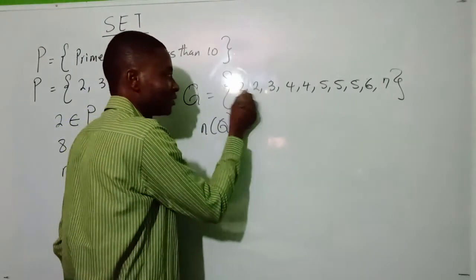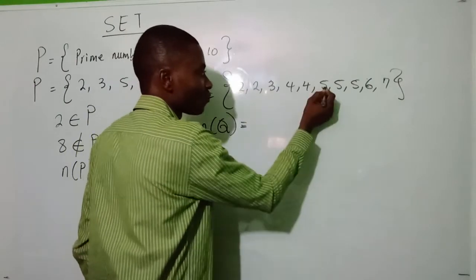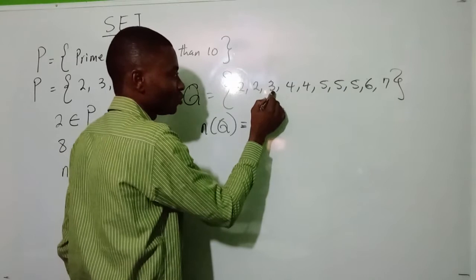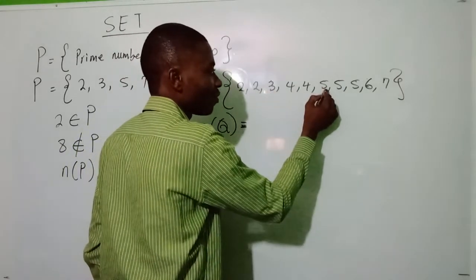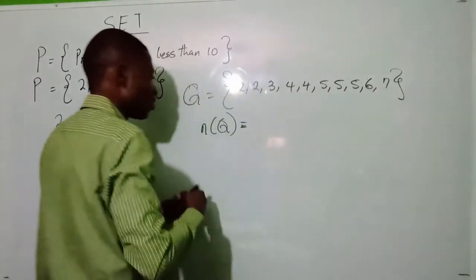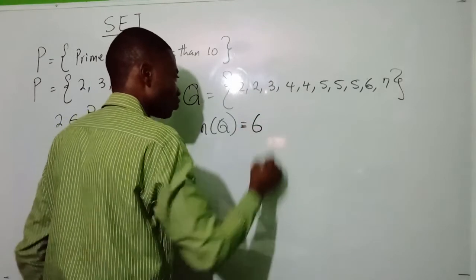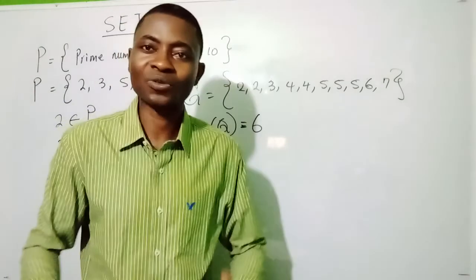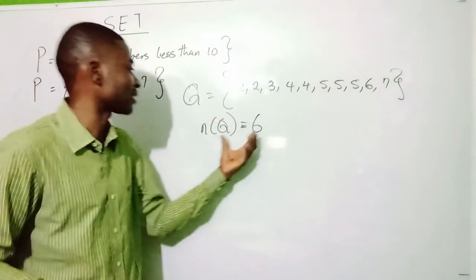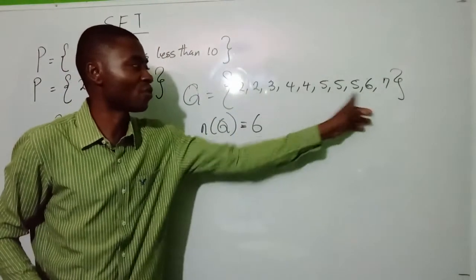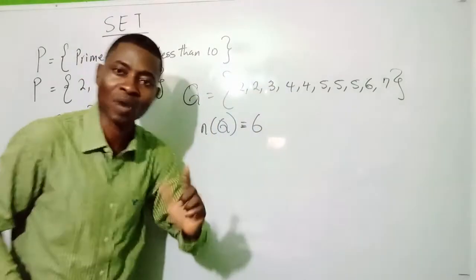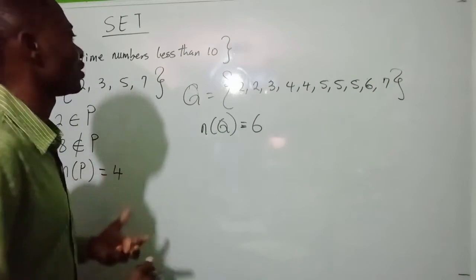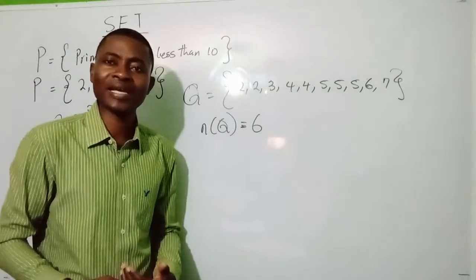This is 1, 2, 3, 4, 5, 6. So the number of elements in set Q is just 6. So that is it. Not difficult at all. 6. So remember, when writing out the number of elements, when you have a repeated number, just take only one of them.